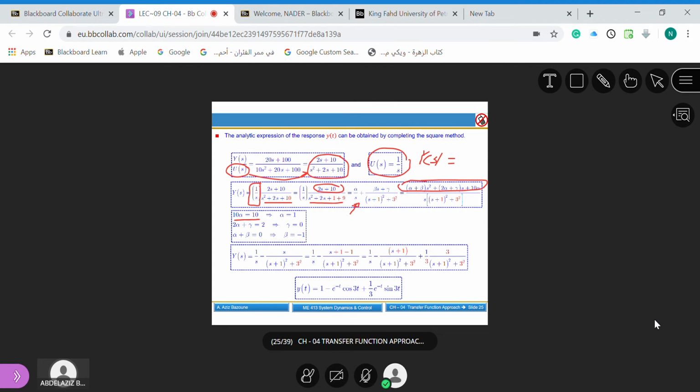I will erase, maybe the pen is very thick. I don't know how to control the thickness of the pen. If anybody can help us with this technology.